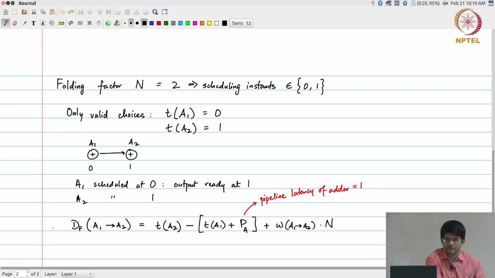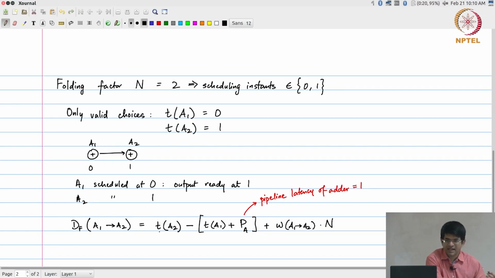I have defined one term df, okay, and over here what I am saying is the value of that df is the time when A2 is scheduled minus the time when A1 finishes, okay. So if that number is not equal to 0, what it means is after A1 has finished, I need to take the data output from A1 and save it somewhere. I need to store it in some registers until A2 is ready to use it, okay. If that number is negative, there is a serious problem. That is not acceptable, okay. It basically means that I am violating a constraint.